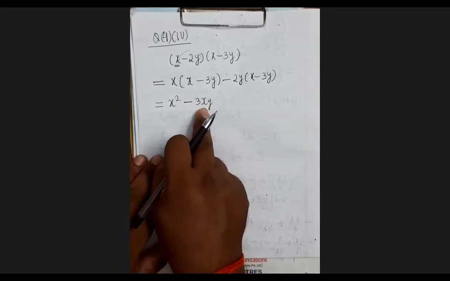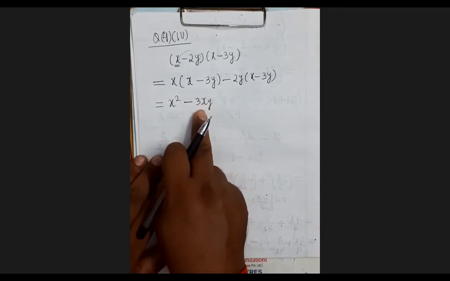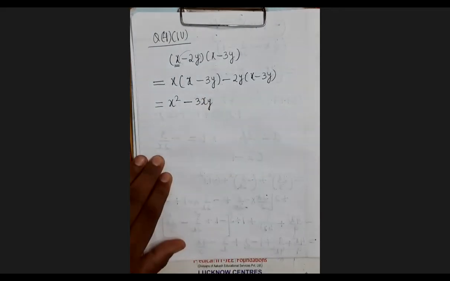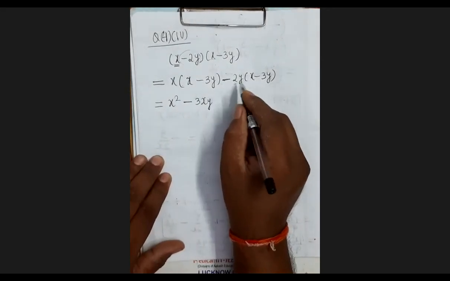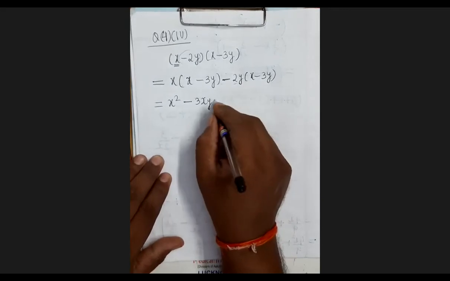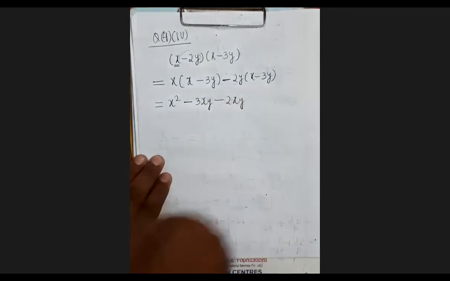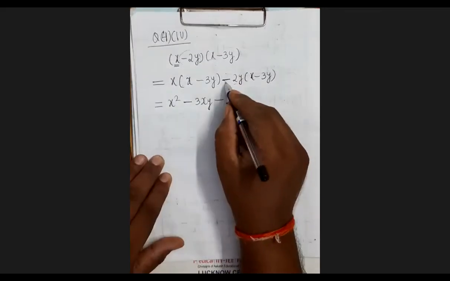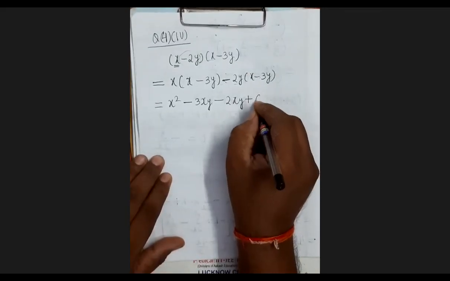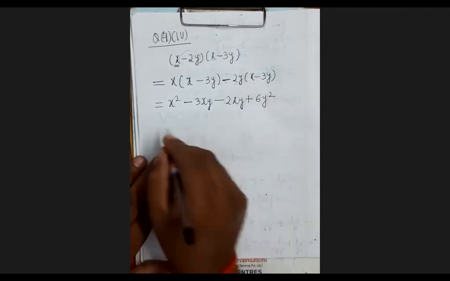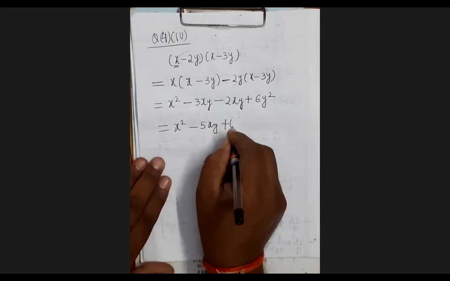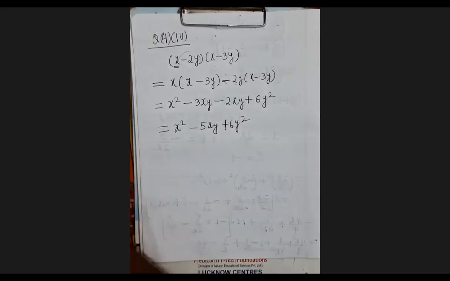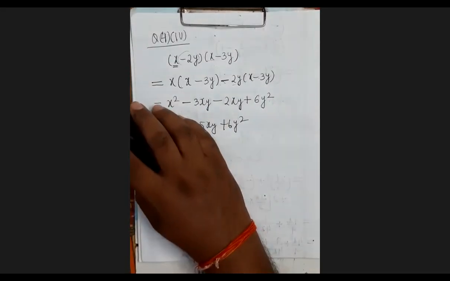How will you write? That letter you will write first which is coming earlier in the alphabet. When you will multiply minus 2y with x, it is minus 2yx, but we will write it as minus 2xy. Then minus into minus plus, 2 3 are 6 y square. Simplify: x square minus 5xy plus 6y square. It is clear?